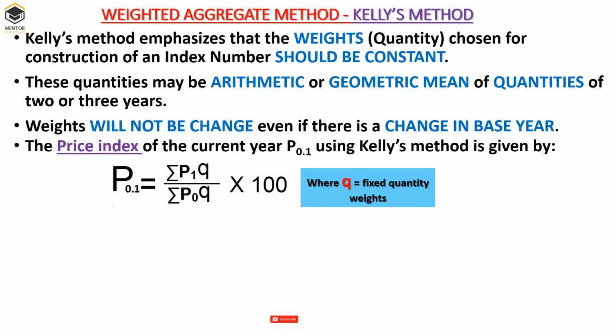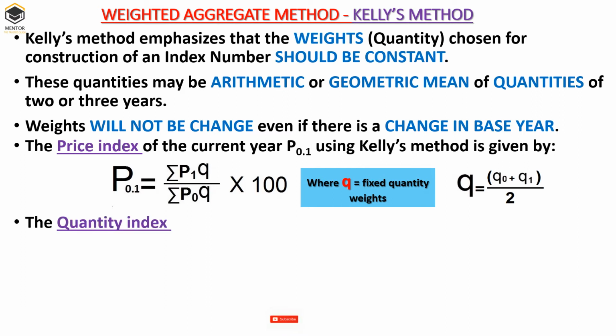So how do we calculate this Q? Q is equal to Q0 plus Q1 whole divided by 2. So which average are we taking? We are taking the arithmetic mean of Q to find the fixed weights. So Q is equal to Q0 plus Q1 whole divided by 2.